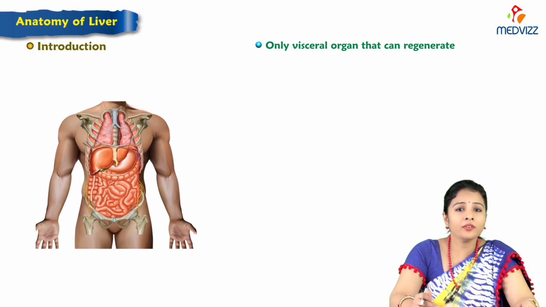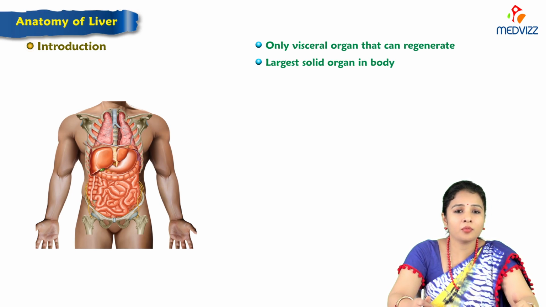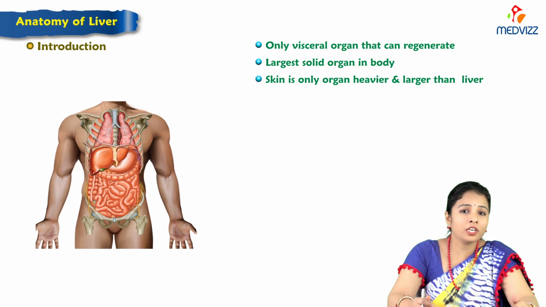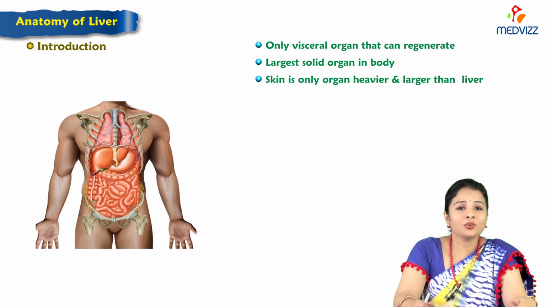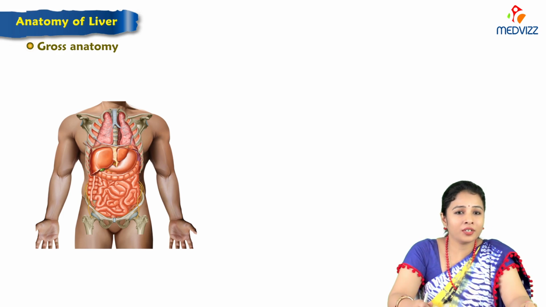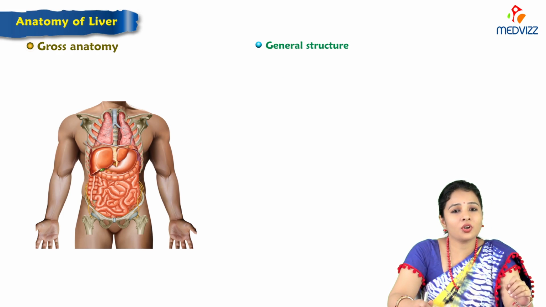Liver is the only visceral organ that can regenerate. The liver is the largest solid organ in the body. The skin is the only organ heavier and larger than liver. So let us know little gross anatomy of liver now. So general structure of liver.